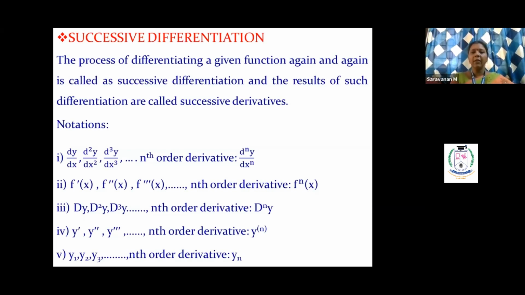So in general, we must know what is the nth order derivative. The nth order derivative is d power n y by dx power n. Okay, have you got it? So if you know the nth order, whichever order is asked in the question, you can proceed after that. Okay, we can also denote the derivatives in other forms, which I have given in points 2, 3, 4, 5.